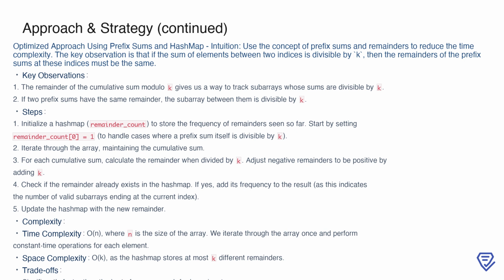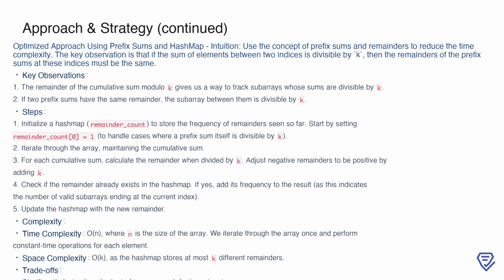To efficiently count these subarrays, we use a hash map, where the keys represent remainders, and the values store their frequencies. We initialize this hash map with a remainder of 0 set to 1, to account for cases where a prefix sum itself is divisible by k.